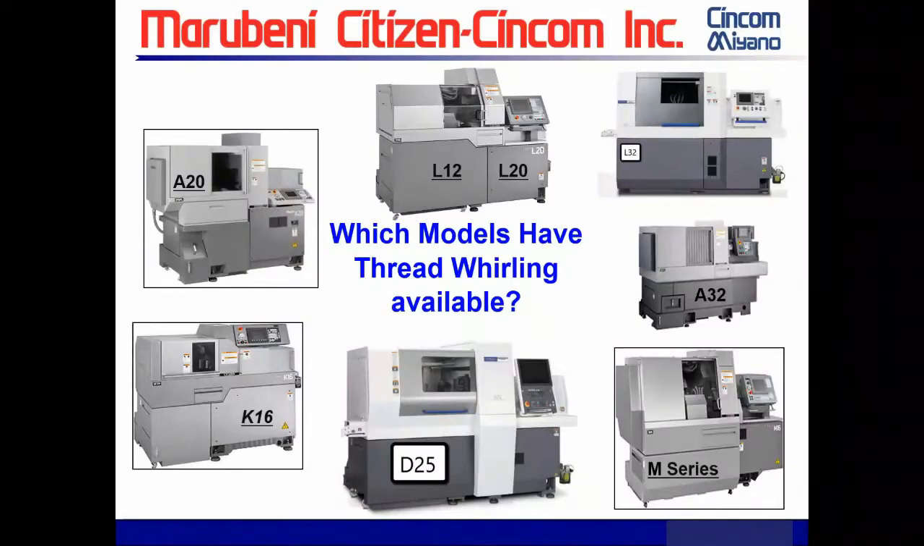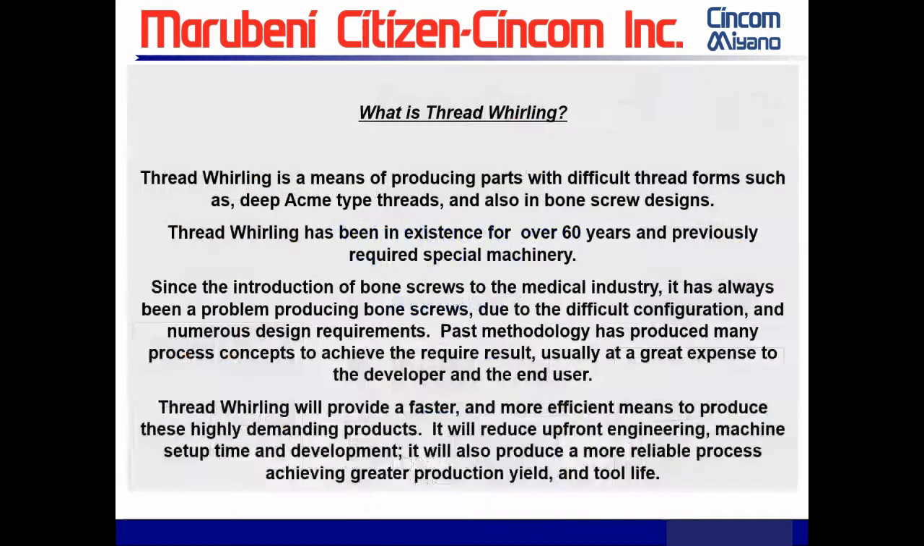All right, first, which models have thread whirling? We've had it for quite a while. So we have really all the L series machines, current machines, the L12, the L20, the L32, the A20, the A32, which is discontinued, but if you have one of those, we have thread whirling available for that. The K16, the new D25, and all the M series machines, including the new M532.